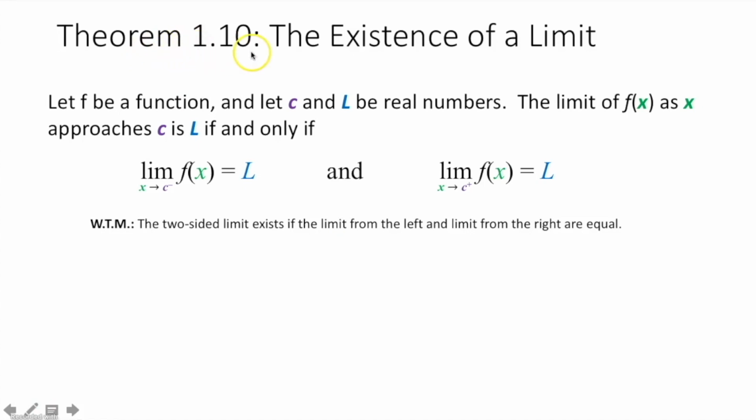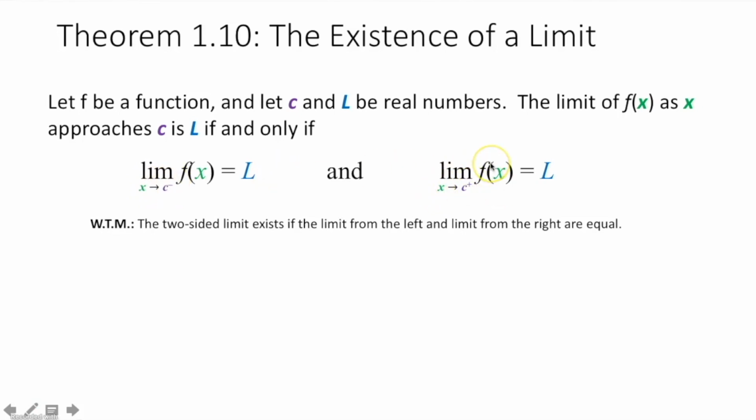Theorem 1.10, the existence of a limit, says: let f be a function and let c and L be real numbers. The limit of f of x as x approaches c is L if and only if the limit as x approaches c from the left of f of x equals L and the limit as x approaches c from the right of f of x equals L. So what this means is that the two-sided limit exists if the limit from the left and the limit from the right are equal. So the limit as x approaches c without any plus or minus here only exists if the limit as x approaches c from the left and the limit as x approaches c from the right equal the same number.